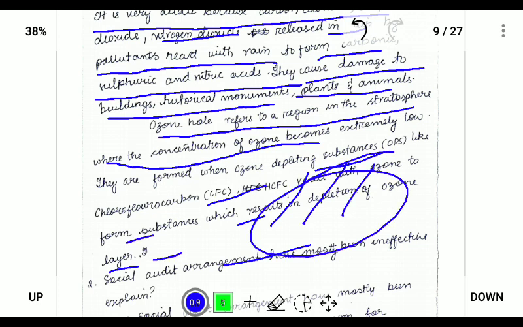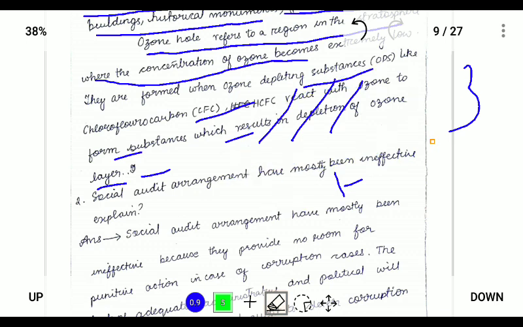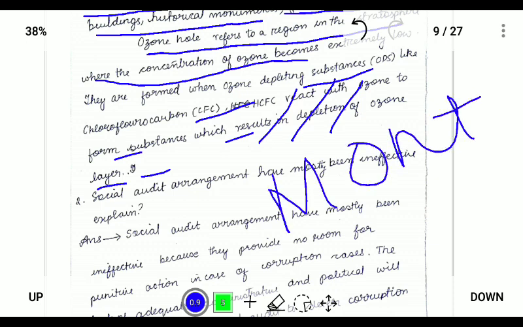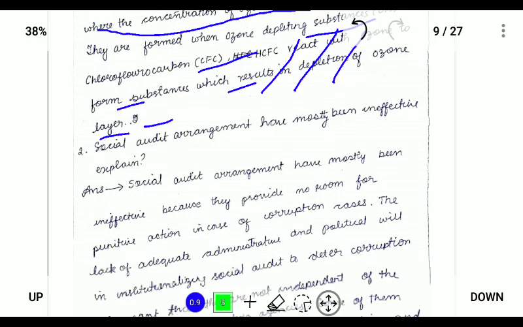This is because the ozone reacts with hydrocarbons such as CFC, that is chlorofluorocarbon, that is refrigerants, and it causes the depletion of ozone. And additional information is that in order to control this ozone layer, ozone hole, the Montreal Protocol was initiated in Canada, and the Montreal Protocol is related to the ozone layer.